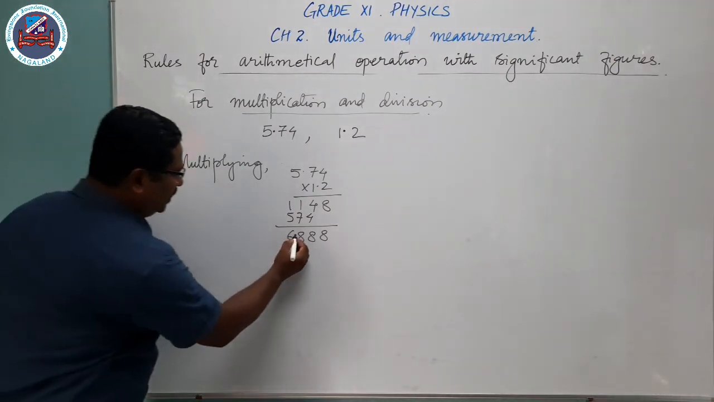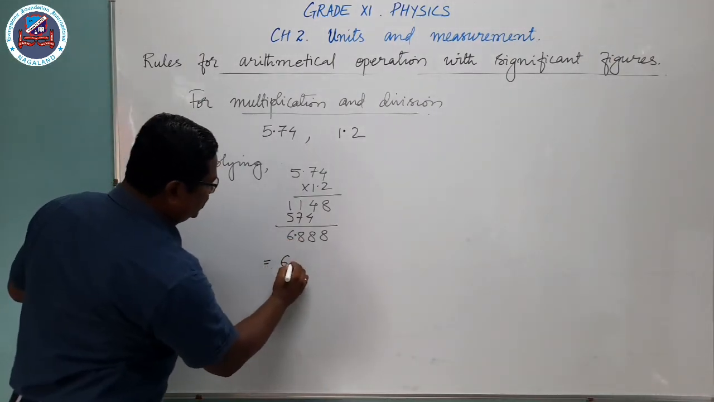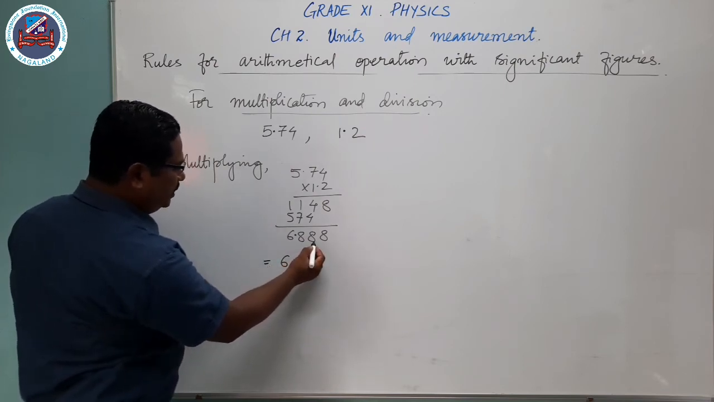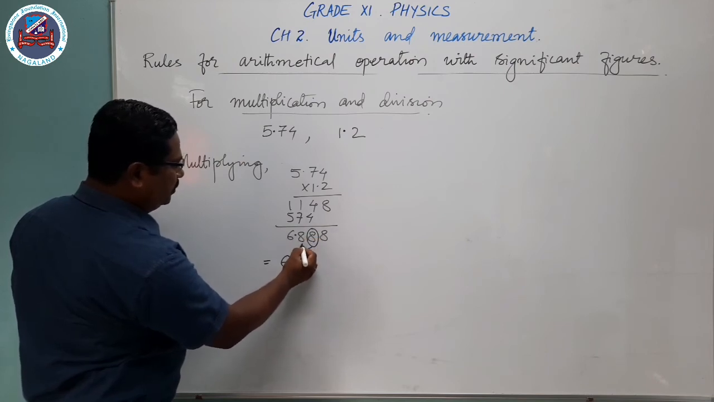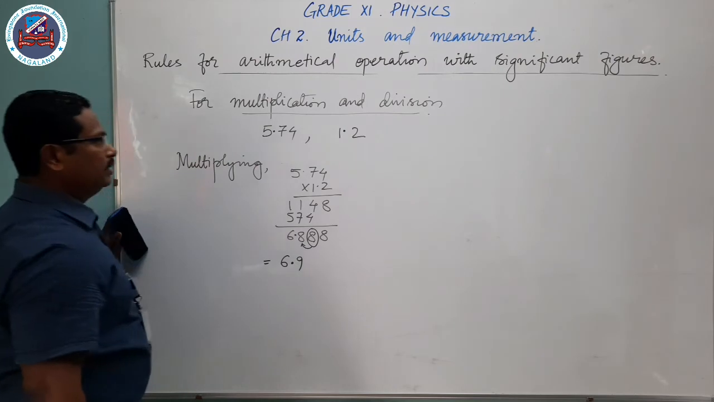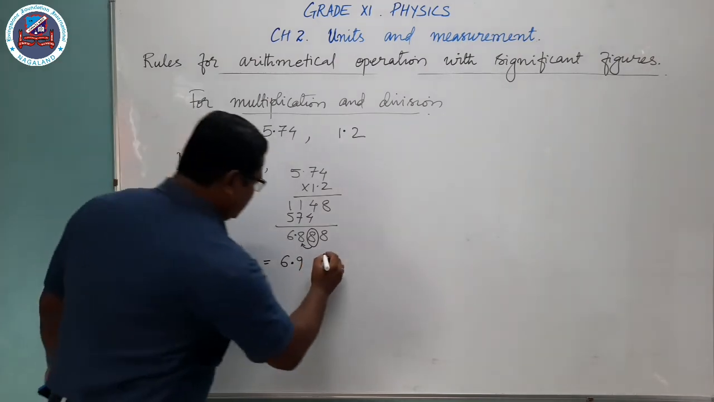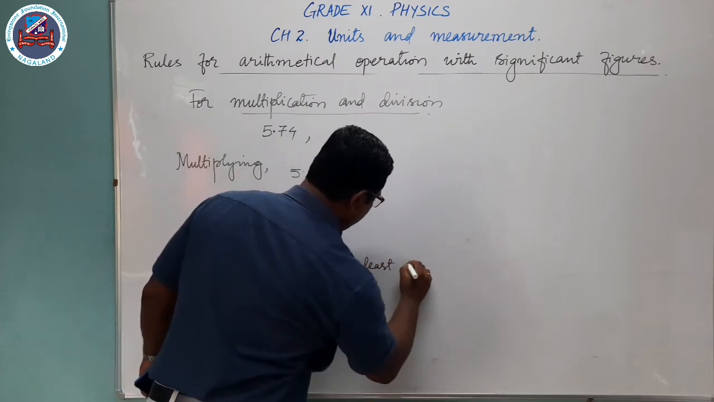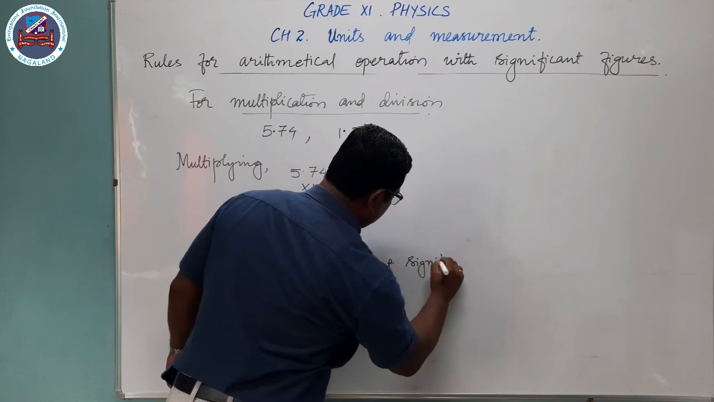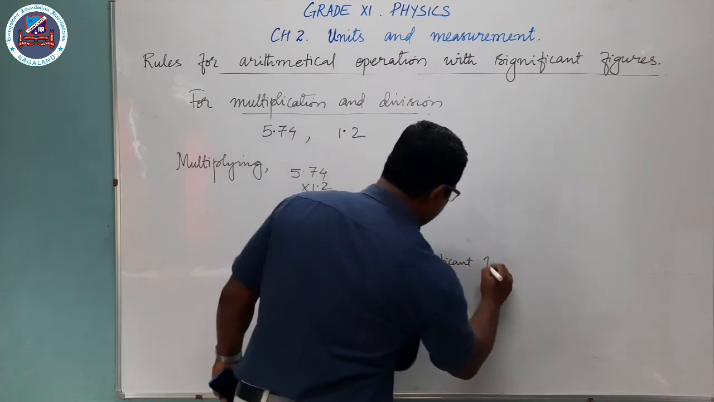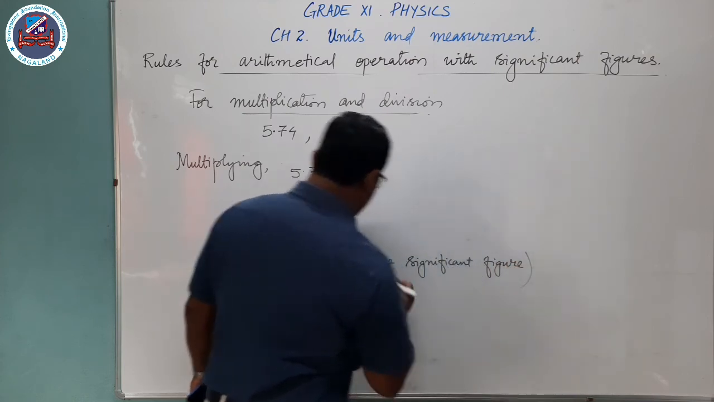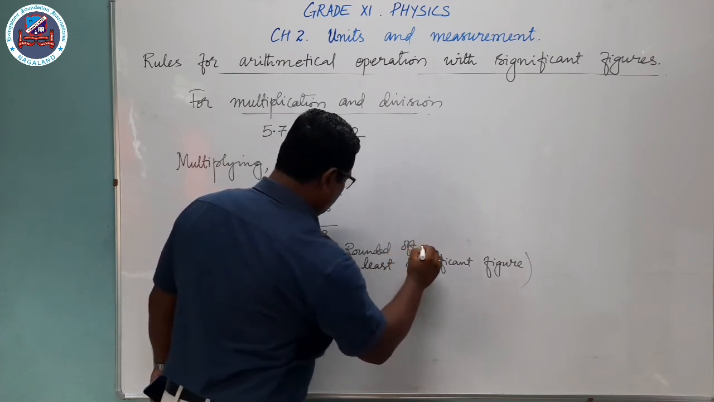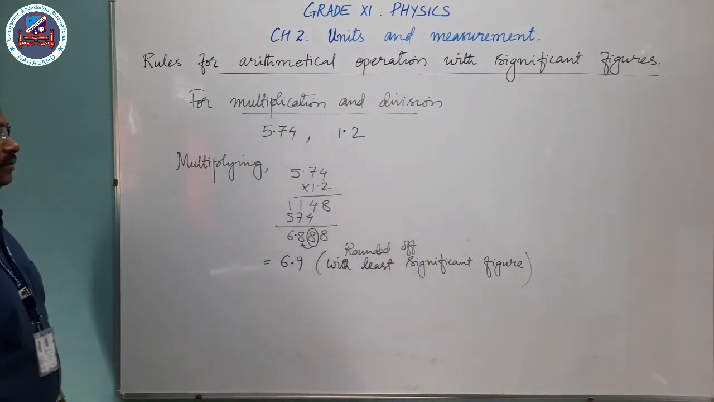Now to make it 2 significant figures, this ultimate answer will be 6 point. This one figure is already taken. This 2, to make it 2 digits, this 8 I'll have to drop it, so I'll have to add 1 here. So it will become 6.9. This is with the least significant figure. That means rounding off is done, rounded off with least significant figure.